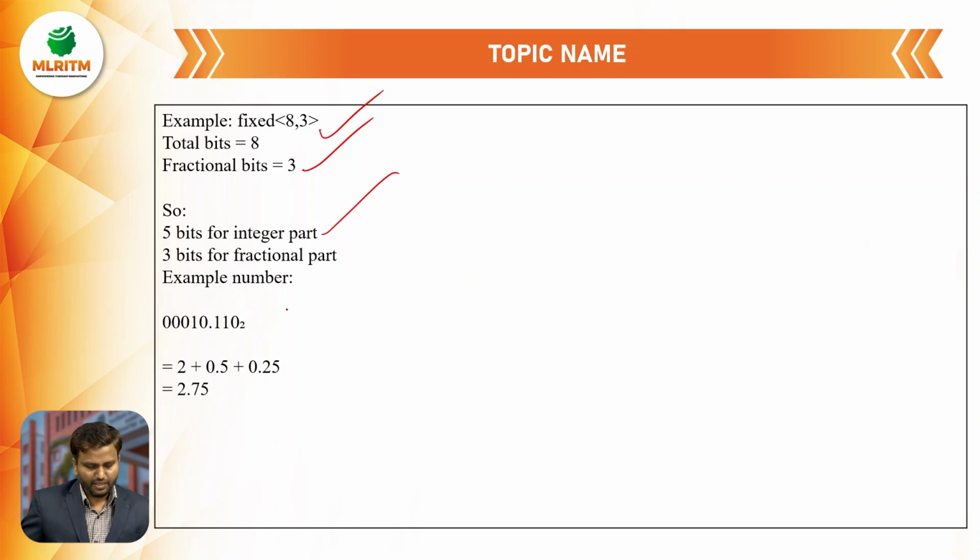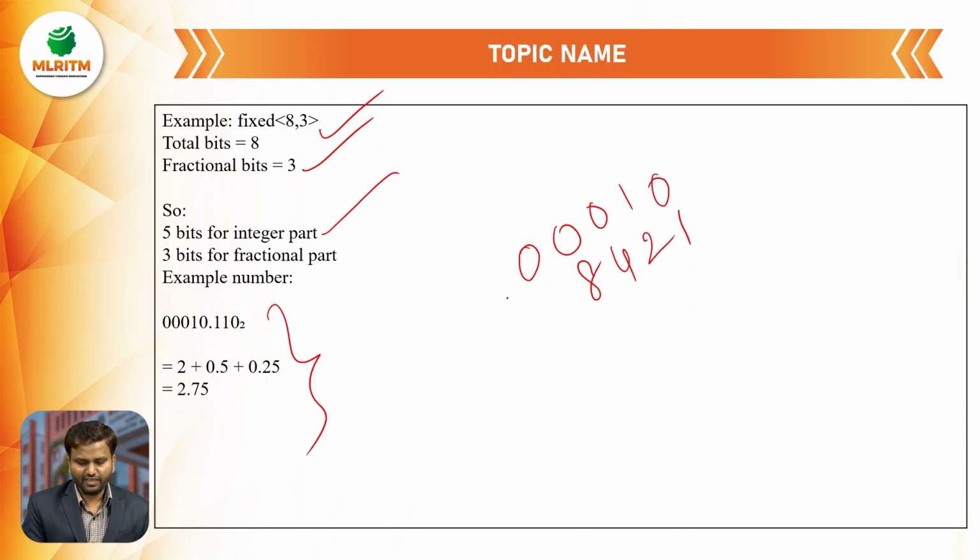Example: 00010.110 base 2. Here shown as a binary number, we need to calculate the decimal number. See, we are having 5 digits, 00010. We need to calculate with the 8421 process, right? 8421 process, and one bit is extra, so we need to calculate with the 16 8421. What are the ones we are having, we need to calculate the decimal equivalent value. We are having only one 1, so that's why we have to take 2.